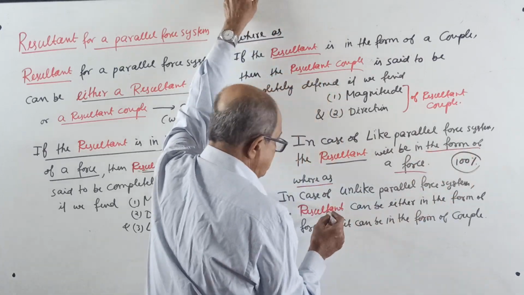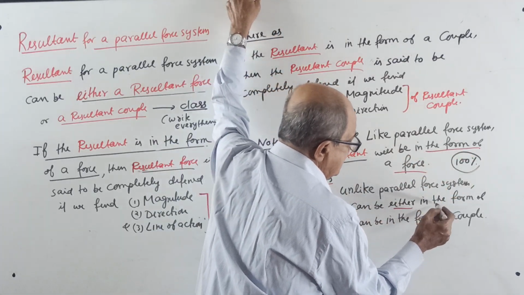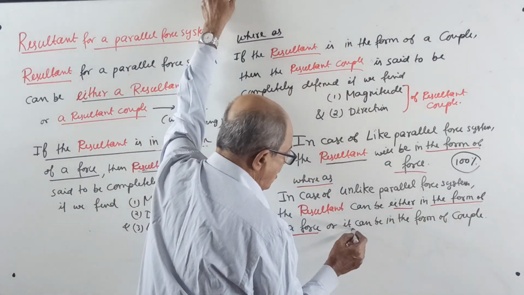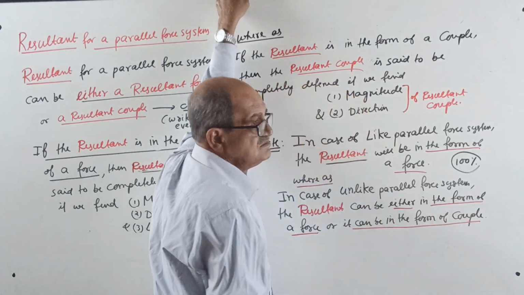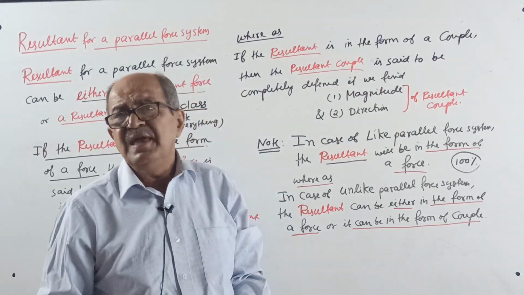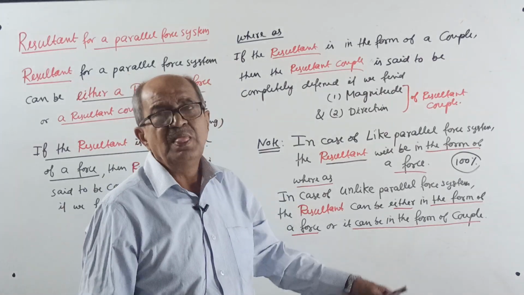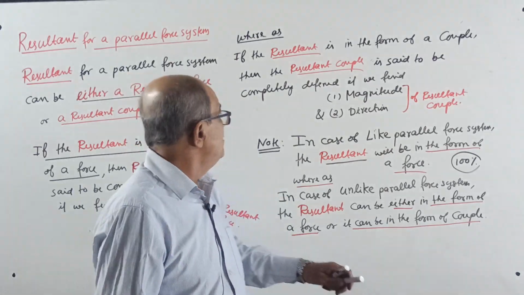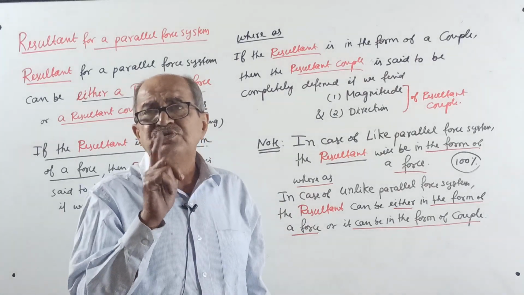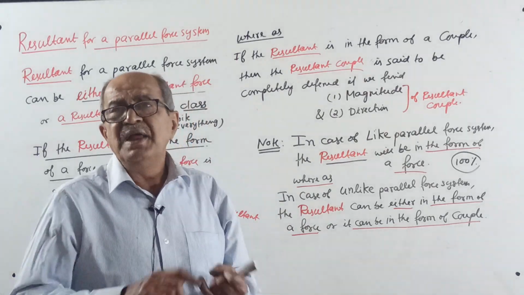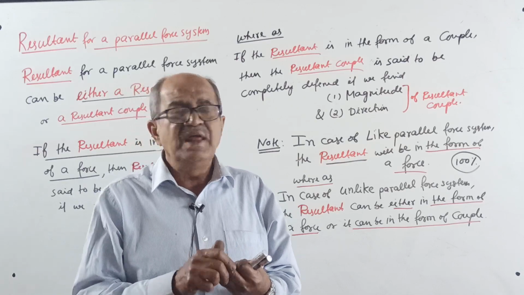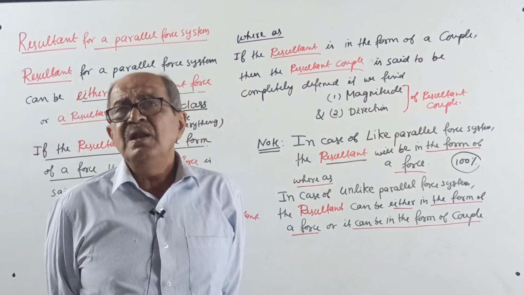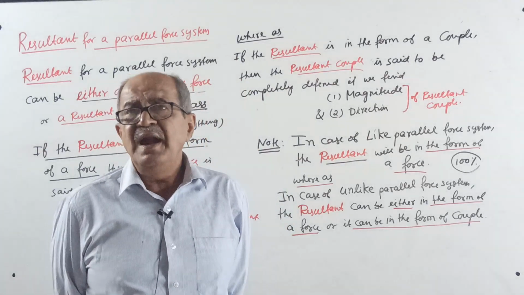Here the resultant can be either in the form of a force or in the form of a couple. This is for the unlike parallel force system. Now, as I told you, if the resultant is a force, you have to find its magnitude, direction and line of action. If it is a couple, magnitude and direction.